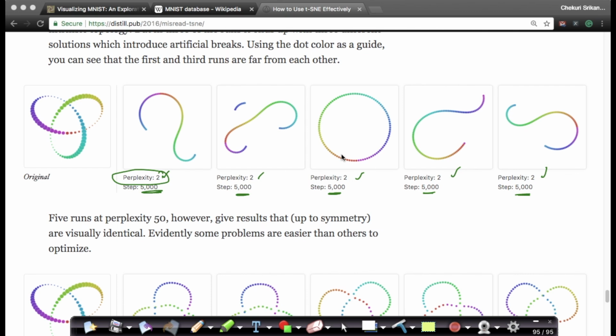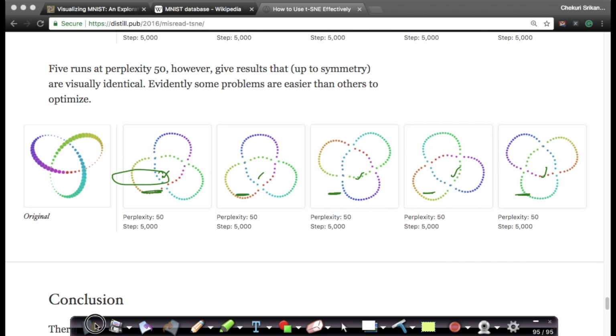Now, instead, if I run the same thing with, let's say, this is my original data, I again run for 5,000 iterations or 5,000 steps. Instead of 2 like above, if I keep perplexity of 50, and if I run it 5 times, this is the outcome of running it 5 different times. There is a slight difference. For example, between this and this, your violet points are here. In this case, your violet points have gone down. But the shape is more or less well preserved, right? In this case, your violet points have come to the right. In this case, your violet points have come to the left, right?